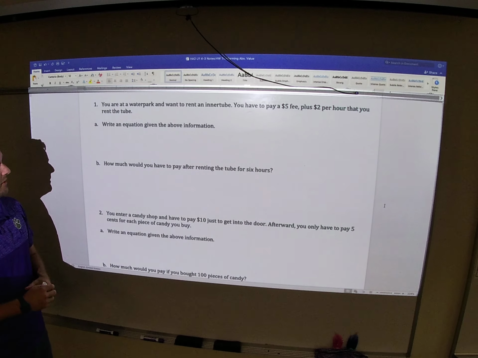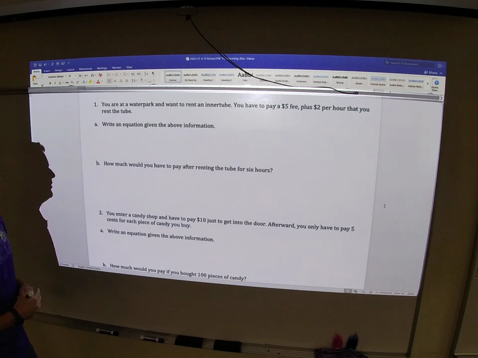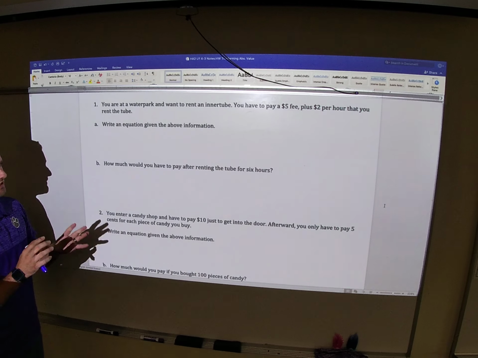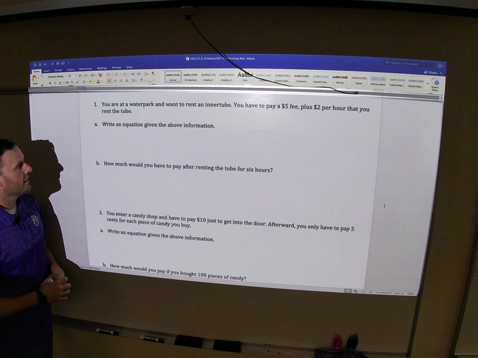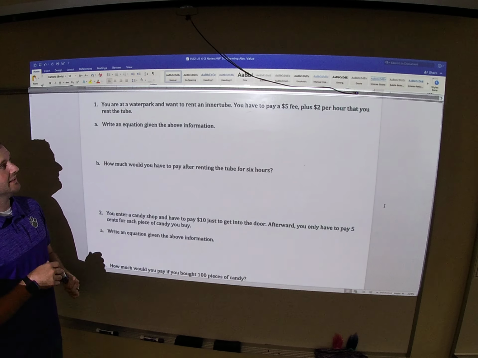Okay, today we're going to talk about writing an equation. So given a word problem or given a situation, can we write an equation from that? We want to try to start thinking in terms of slope and y-intercept and things like that. Now, in number one, you're at a water park and want to rent an inner tube.